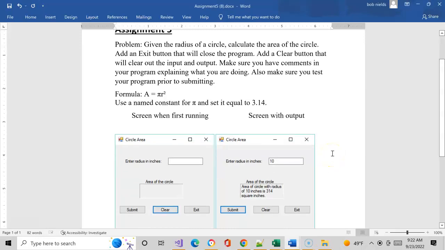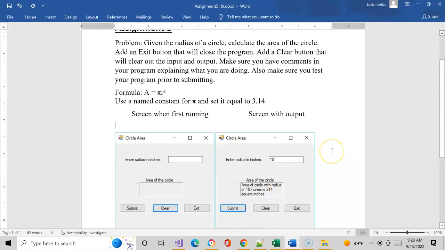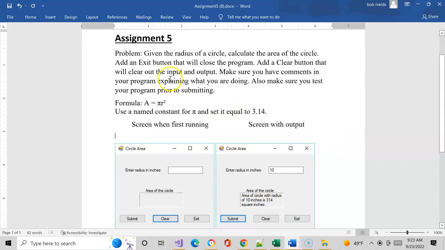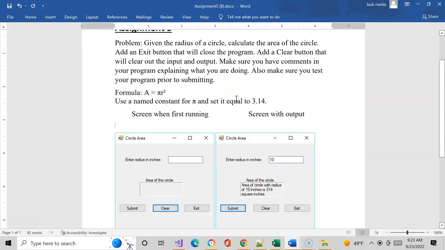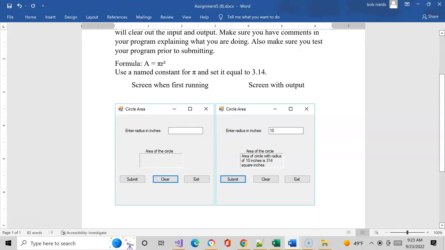All right, this is very similar to the other one. However, there's some differences, so let's just look at it a little bit. In this case, given the radius of a circle, calculate the area of the circle. Add an exit button that will close the program. Add a clear button that will clear all the inputs and the outputs. Make sure you have comments in your code and make sure you test your program before submitting.